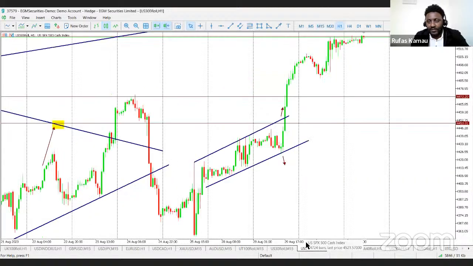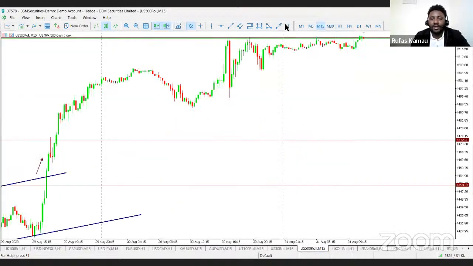As for the S&P 500, it's the same story. The market was moving inside the triangle. So if we try to monitor, this is how it looks like.